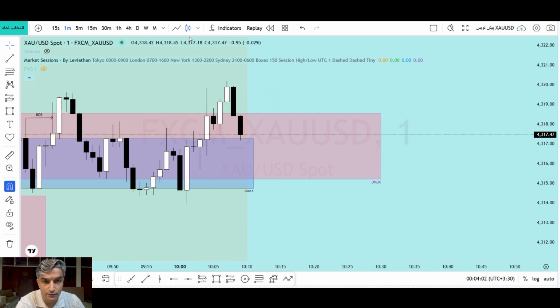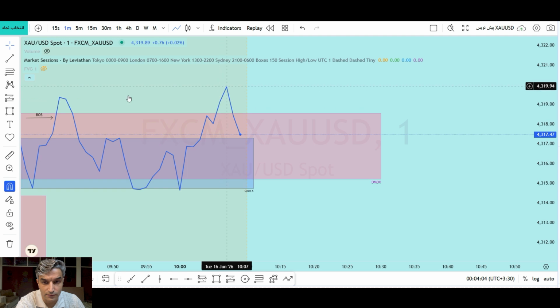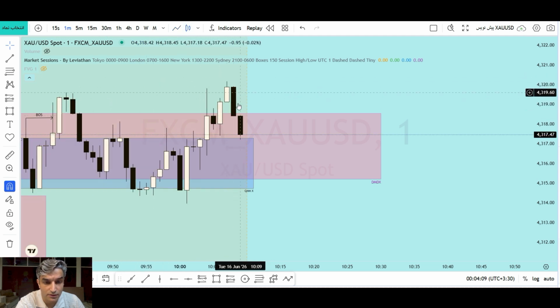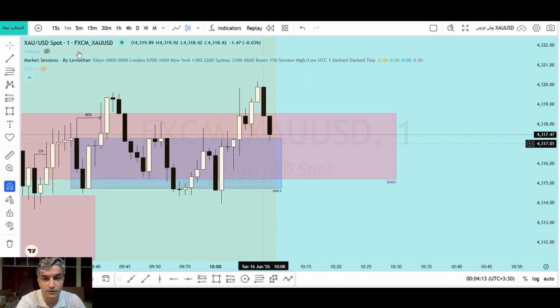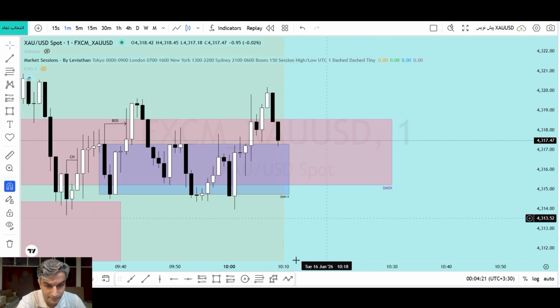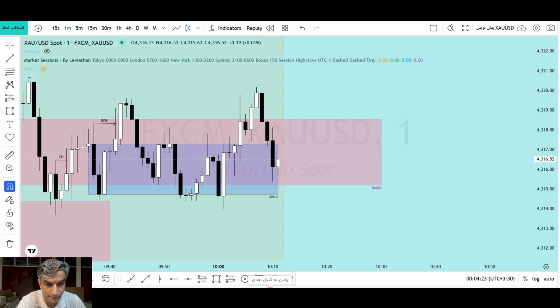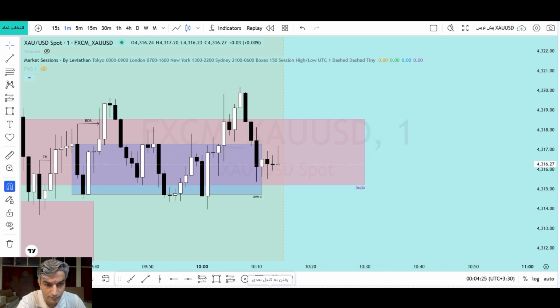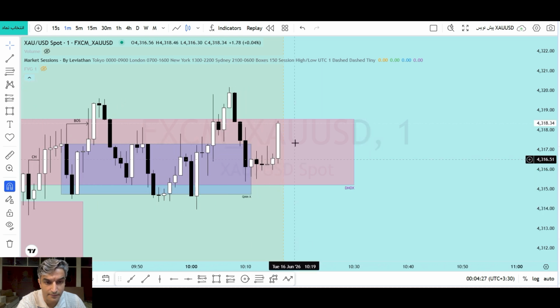Price goes out of this area, then comes back to this zone, and in 1 minute if we see an engulfing candle as a confirmation, we will enter the market. Let's see. Yeah, this is our engulfing candle.